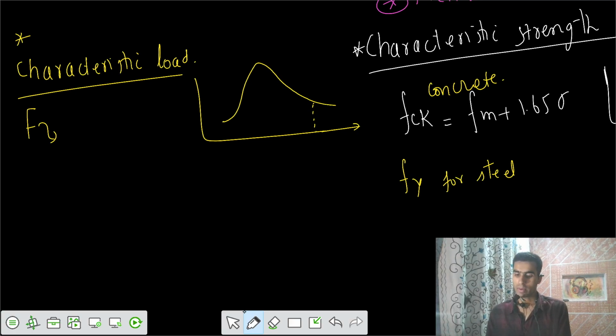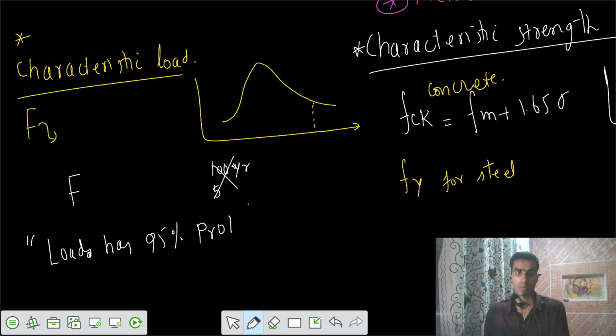So we say the load has 95% probability of not being exceeded during the life of the structure. That means if your structure is there, there is some value of F such that it won't come more than 5% of the time in the life of the structure. If the life of the structure is 100, so only 5, let's say 500 years. Let's go for the definition: characteristic load has 95% probability of not being exceeded during the life of structure.